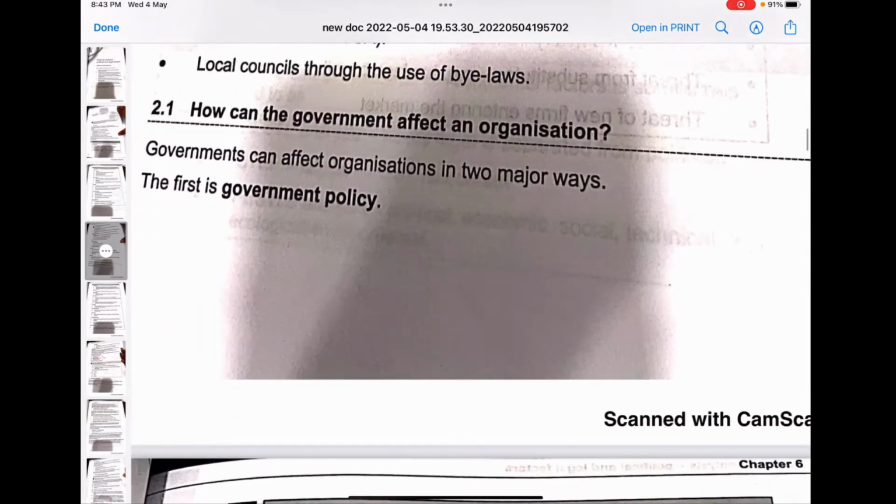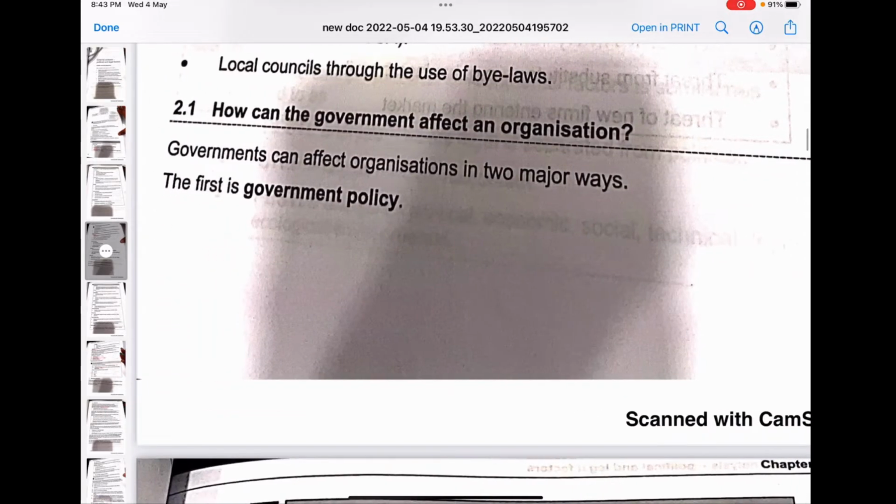How can the government affect an organization? There are two ways in which the government can affect an organization. The first one is government policy. The policies the government makes can obviously affect an organization, right? There are two ways in which the government can affect any organization. The first one is government policy.